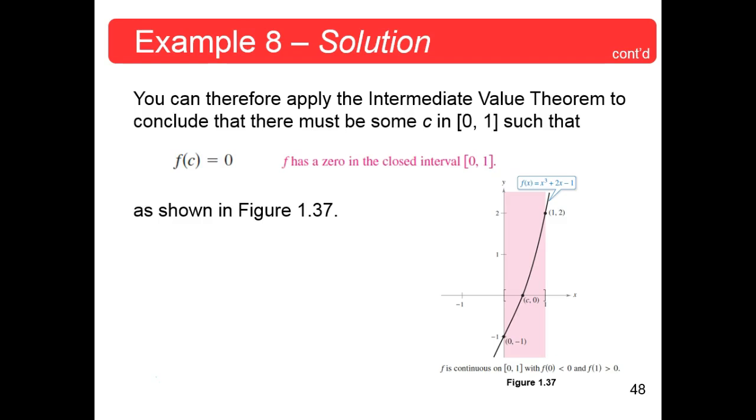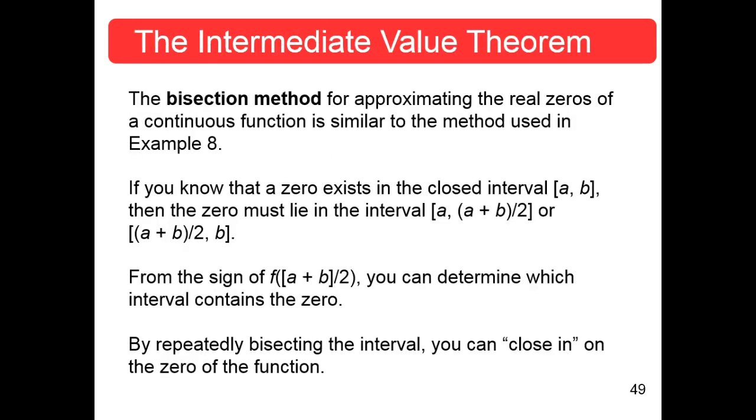Here's f of 0 is -1, f of 1 is +2. Somewhere in between there is a c. Again, it didn't tell you what the value was, but that it exists. That's all the intermediate value theorem will tell you. To find it, you have to do some more head scratching. And here's one way to do it.